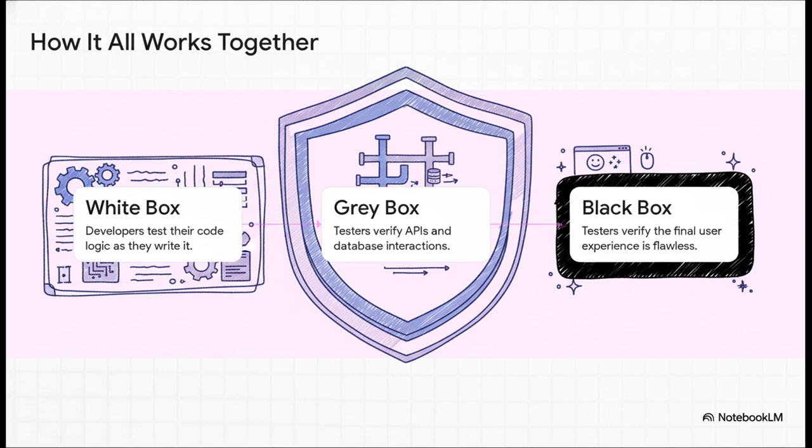So the big thing to remember is that these 3 approaches aren't competing with each other. They're a team. They're like the 3 Musketeers of software quality. The developer does white box testing to make sure their code is solid. The gray box tester comes in to check that all the different parts are talking to each other correctly. And finally, the black box tester makes sure the final product is a perfect experience for the user. All for one and one for all.